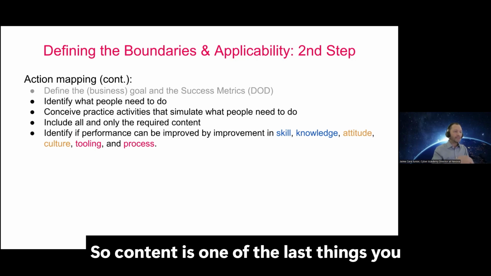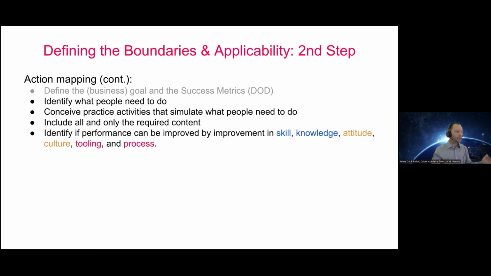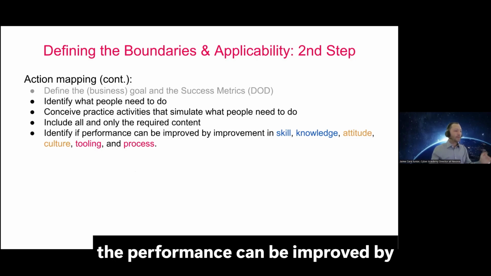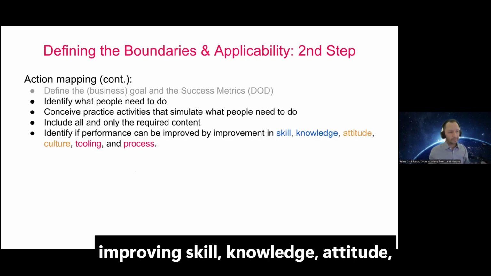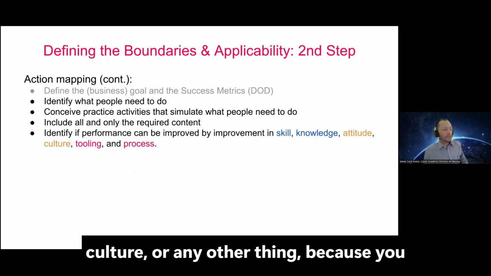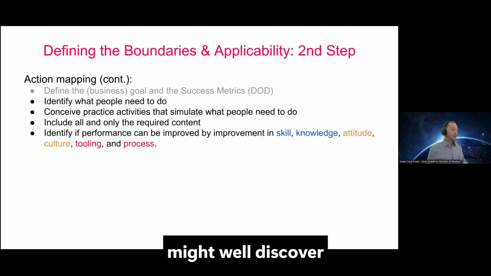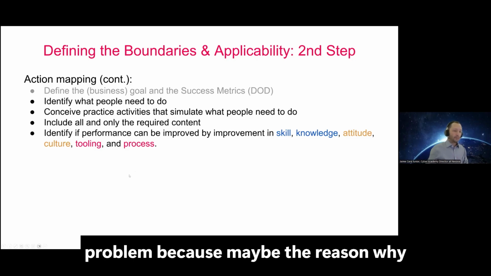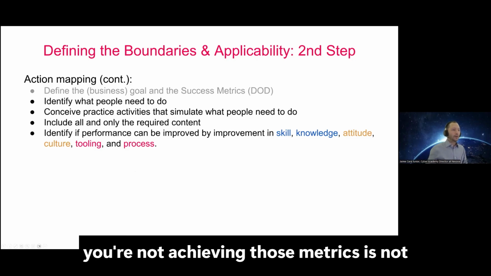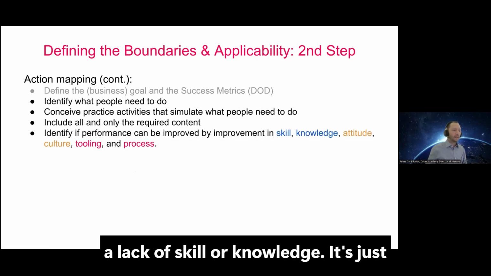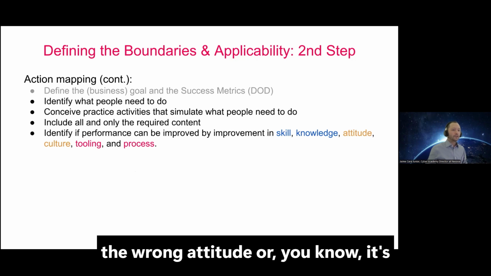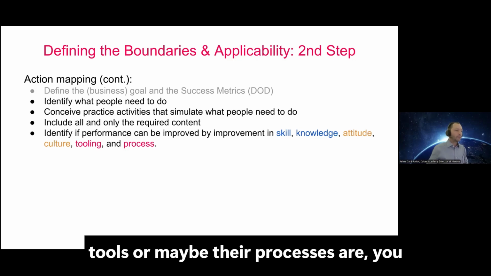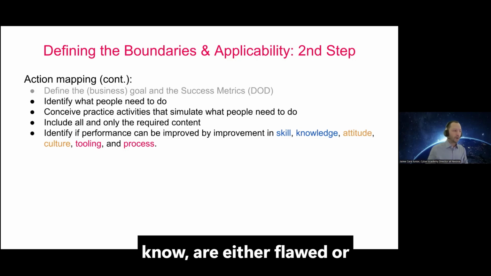So content is one of the last things you think about when it comes to scope. And then you identify if the performance can be improved by improving skill, knowledge, attitude, culture, or any other thing, because you might well discover that training will not fix your problem, because maybe the reason why you're not achieving those metrics is not a lack of skill or knowledge. It's just the wrong attitude, or it's just because people don't have the right tools, or maybe the processes are either flawed or lacking.